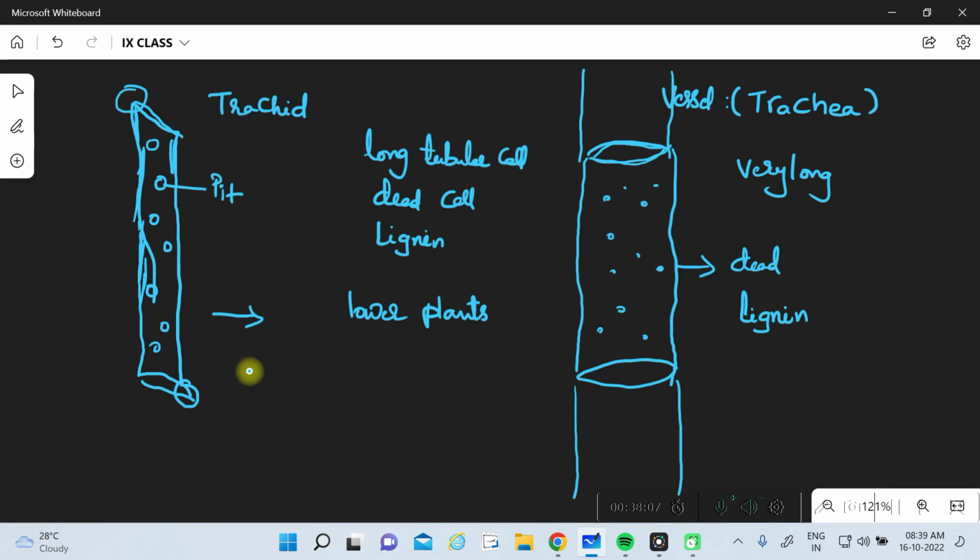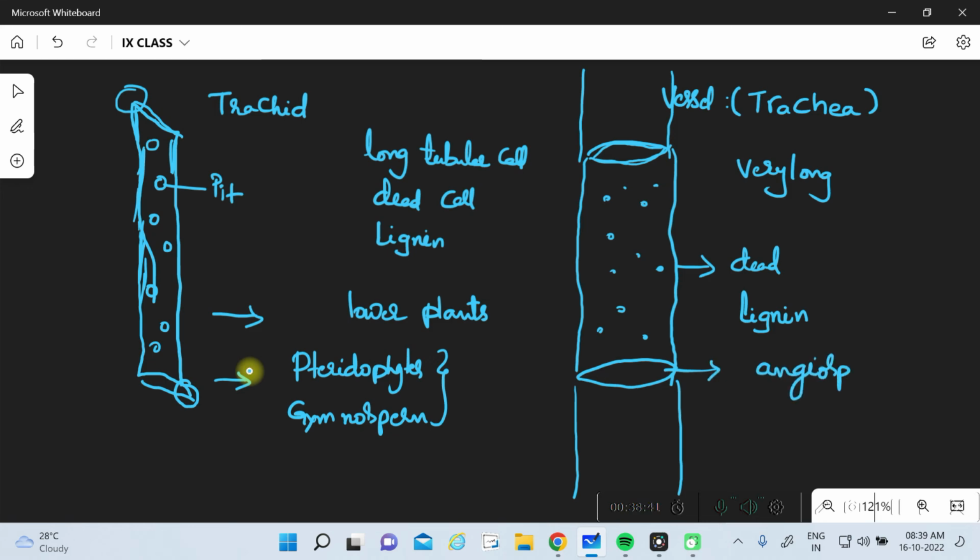majority tracheids, in plants like pteridophytes and gymnosperms. So these are the two groups of plants in which tracheids are present as a conducting element of water and minerals. But the vessel is present in angiosperms. So this is a characteristic feature of angiosperms.